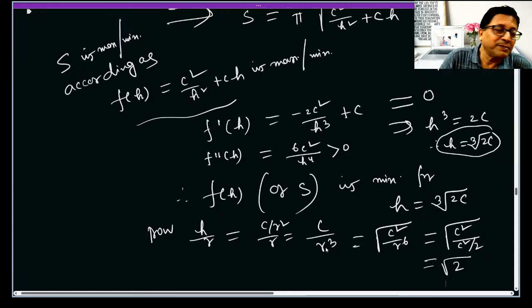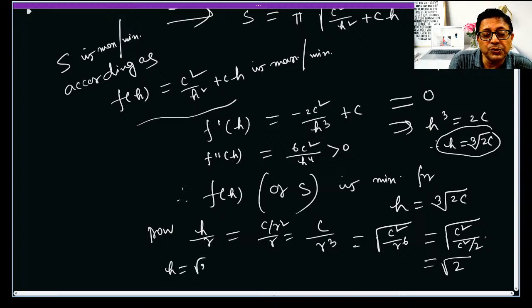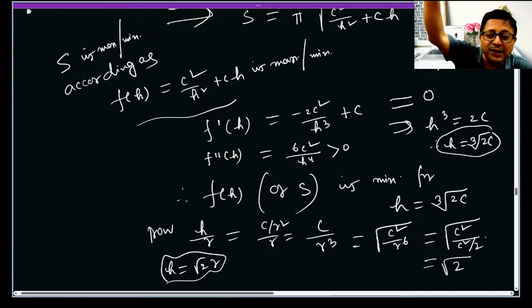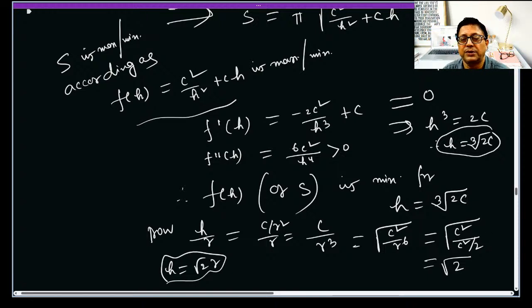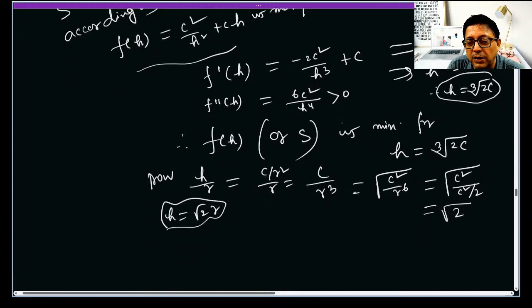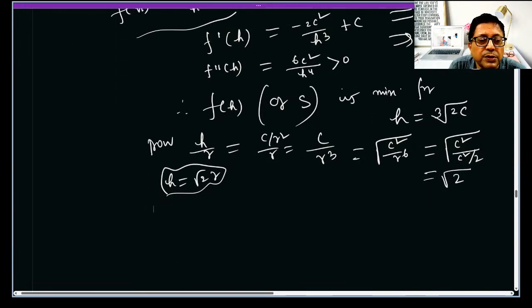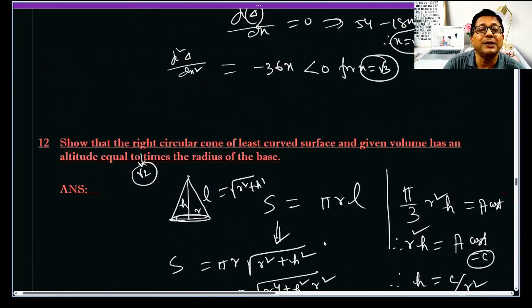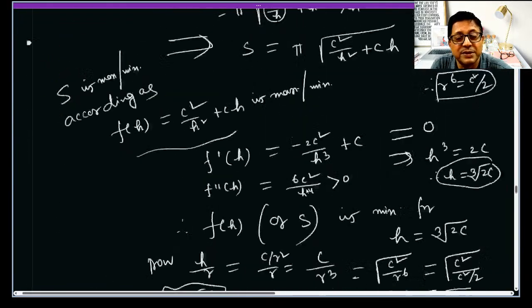Now H by R is C by R cube, which is nothing but square root of C square by R to the power 6. This R to the power 6 you substitute there, coming root 2. So H equal to root 2 times R. Isn't it? Clear? Done? Yes. Good. And this I told you, no, I forgot to type. See, I have told you correctly. Root 2 times.